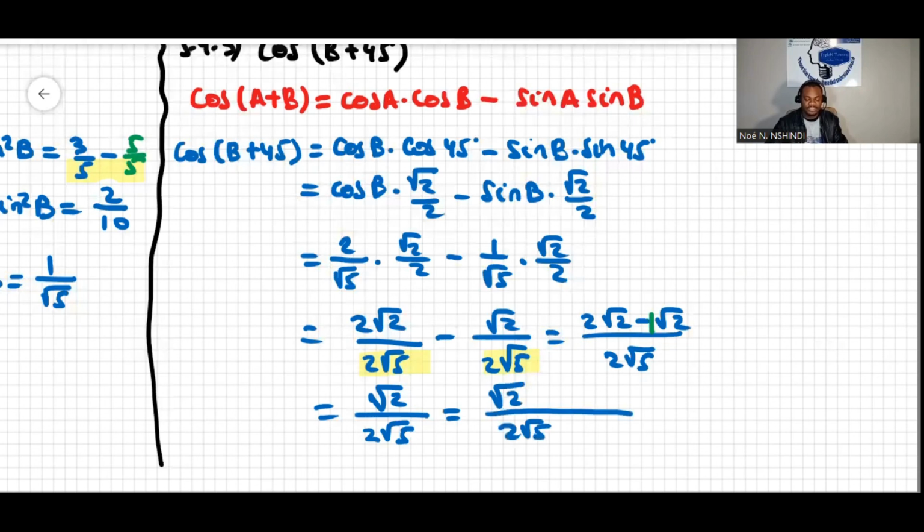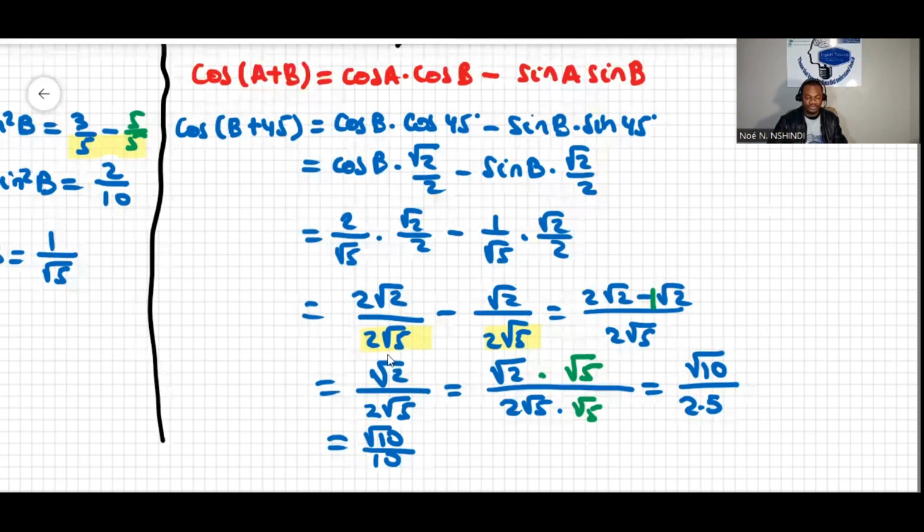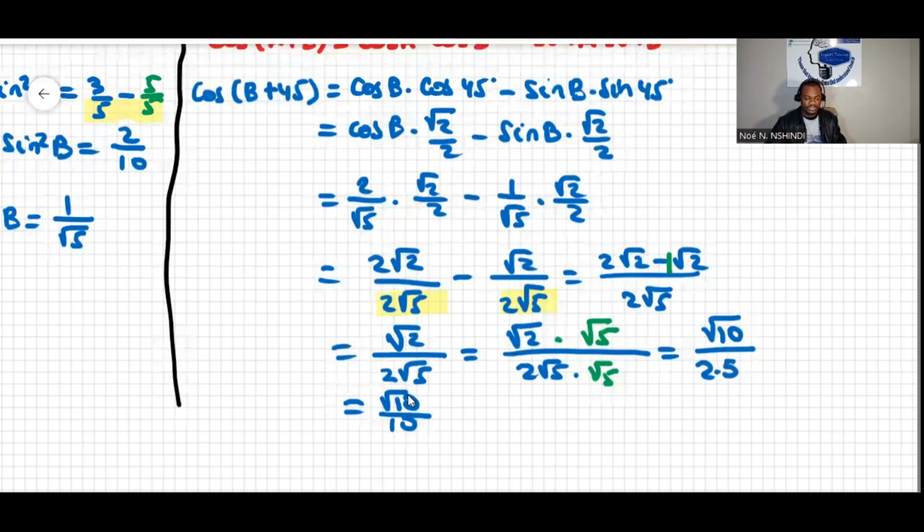So if I need to rationalize, I'll times here by root 5 to cancel the radical sign at the denominator. I times there also by root 5. And then by doing so, you see this makes square root of 10 over 10, because 2 times 5 is 10, root 5 times root 5 makes 5. And then this is square root of 10 over 10. That's the final answer. So if someone writes this one and that one, you still have the same mark.